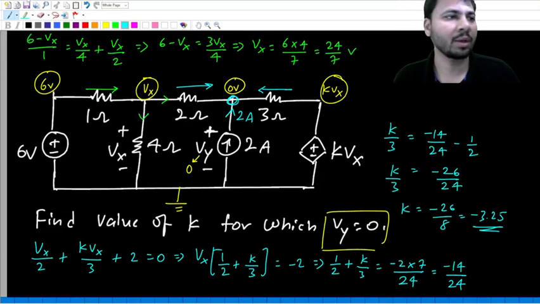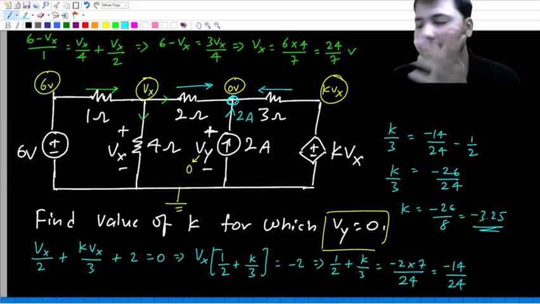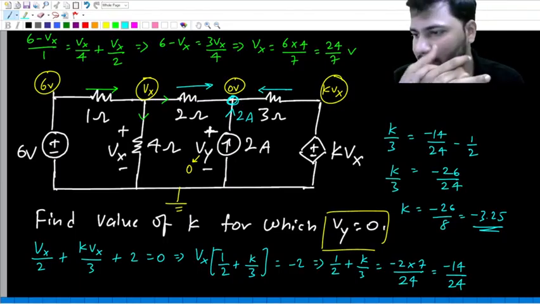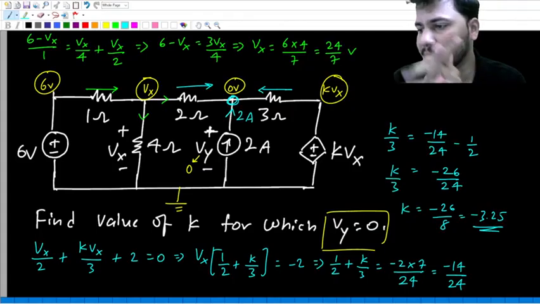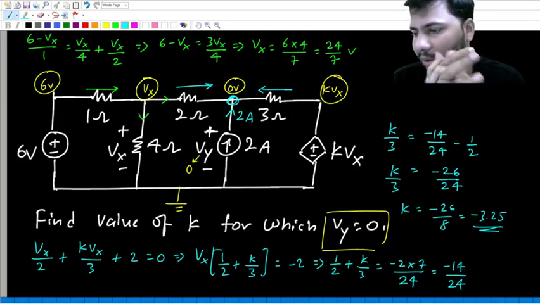Okay. So this completes linearity and superposition, and also source transformation. So I'll end the session for now. In the next session, we will look at other important circuit theorems. Okay.